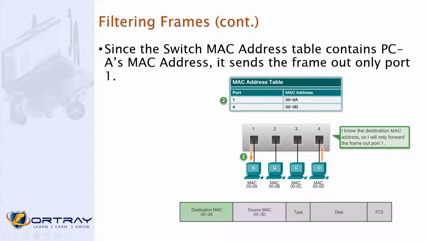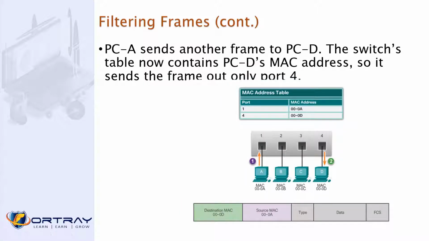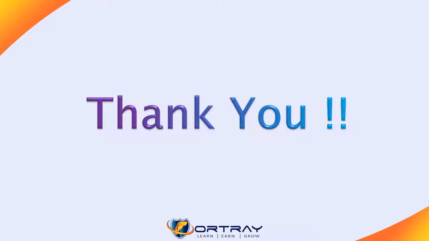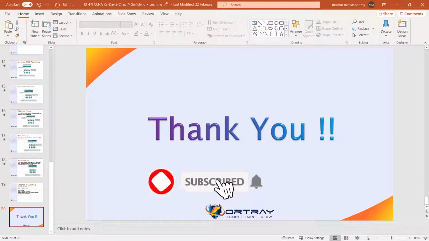Now the communication doesn't need to be flooded. The next time PC A and PC D need to communicate with each other, the communication can start directly. It doesn't go to all the other PCs because now this is in the MAC table. PC A sends another frame to PC D. The switch table now contains the PC D MAC address, so it sends the frame directly to PC D. So this is how switches learn the MAC address and populate the MAC address table.